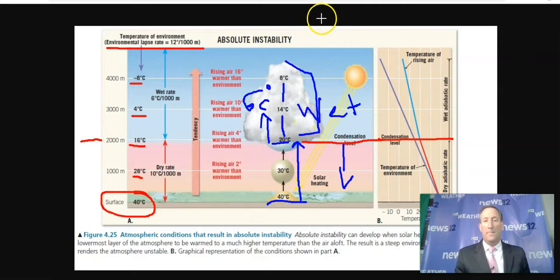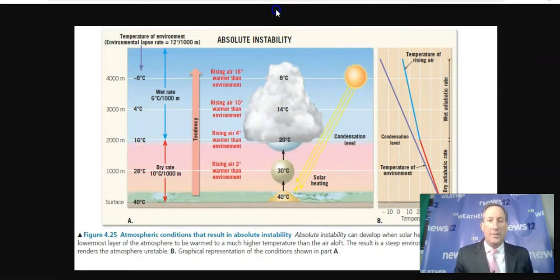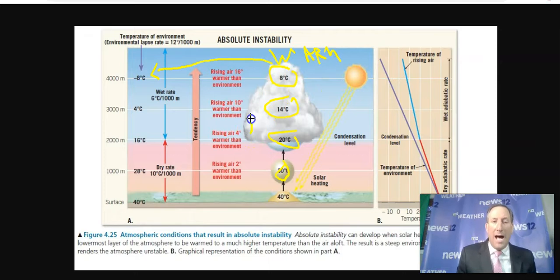Now we need to compare the temperatures here. So this 8, 14, 20, 30, that is the air parcel temperature. We need to compare that with the actual temperature of the atmosphere. When the air parcel is warmer than the environment, the air wants to rise. So when the air rises, that means the air is unstable. So at each one of these levels, the air is unstable. So this is an unstable environment.